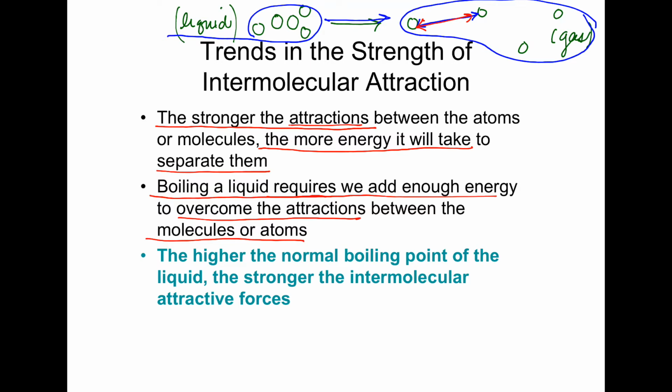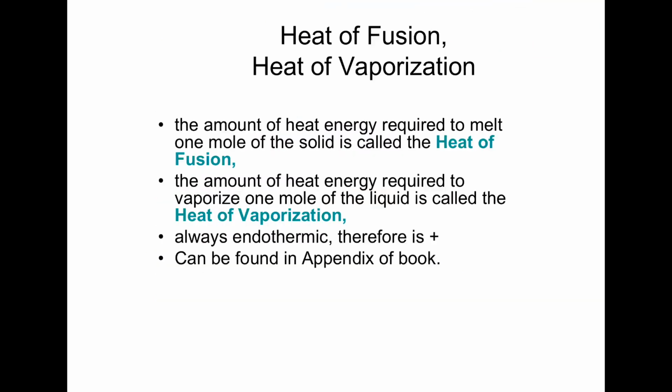And we know how to predict what type of intermolecular forces a molecule can have. But another way to test something's intermolecular forces is actually to measure the boiling point. And the higher the boiling point, the stronger the intermolecular attractive forces are. Now, another measure of intermolecular forces is called the heat of fusion or the heat of vaporization. These are numbers that we worked with when we were doing some thermochemistry in Chapter 6, but it's been a while since we've seen them. And I wanted to talk about what those names mean.